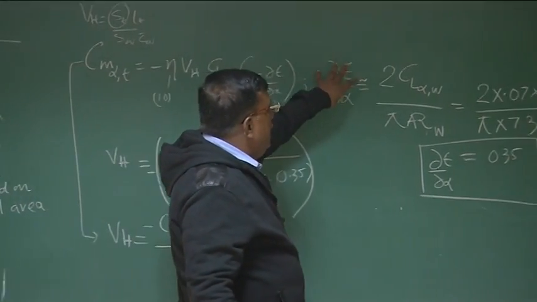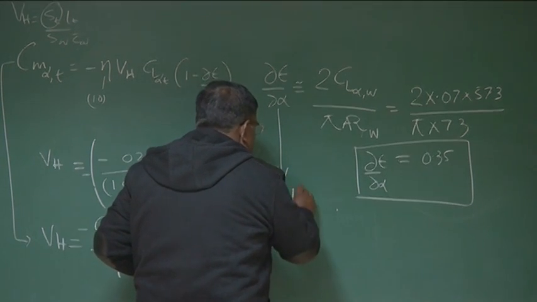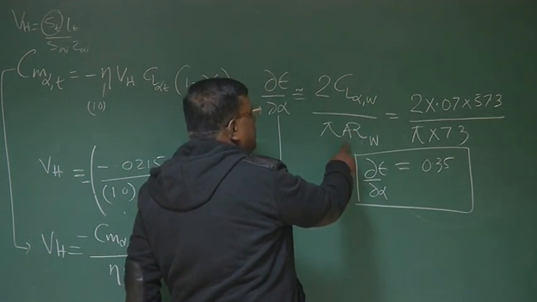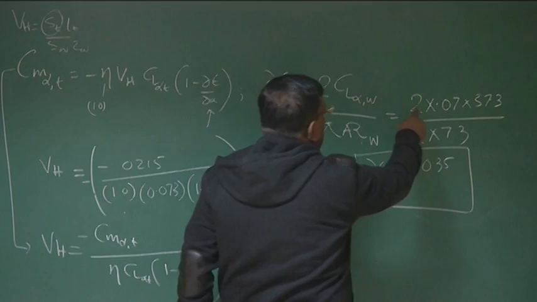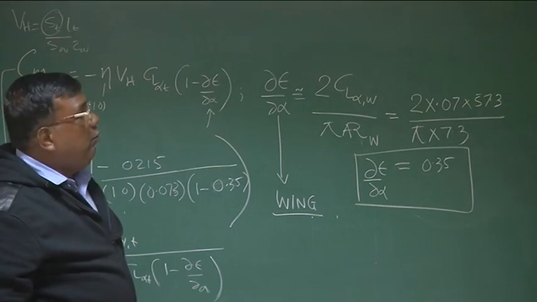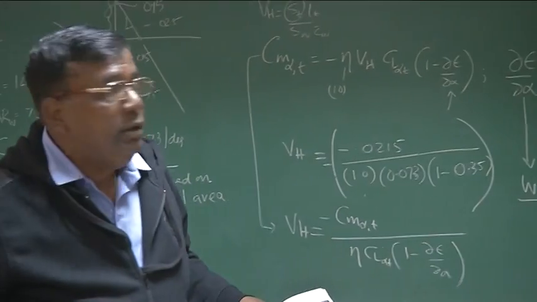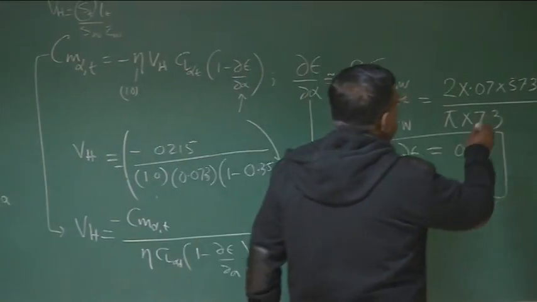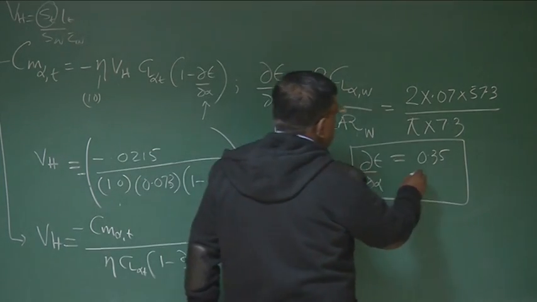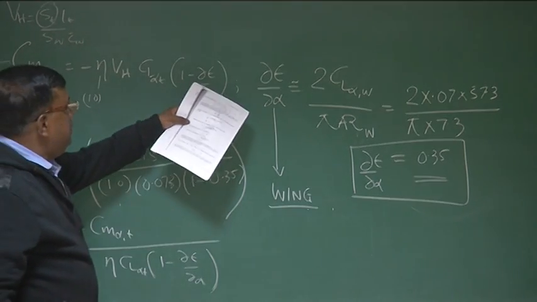You know how to calculate d epsilon by d alpha because this is a contribution from the wing, right? And this is 2 CL alpha wing by pi aspect ratio wing. And you know the value is 2 into 0.07. We have multiplied by 57.3 because 0.07, which is CL alpha of the wing, is per degree, so you have to convert to per radian. So we have multiplied by 57.3 and then divided by pi aspect ratio wing, and we have got d epsilon by d alpha as 0.35, which we have plugged here, correct?